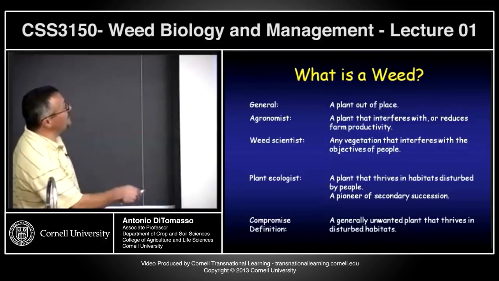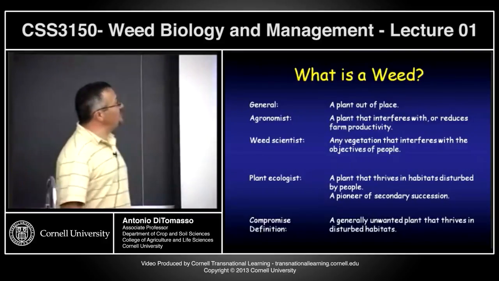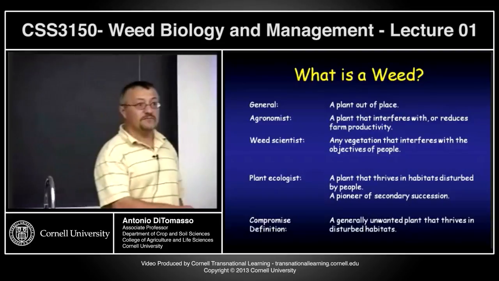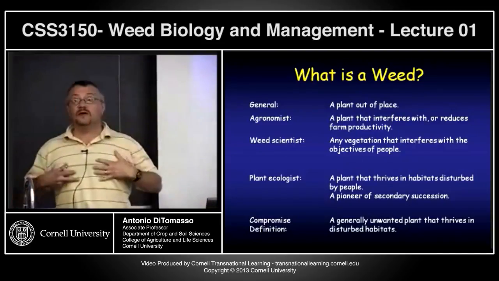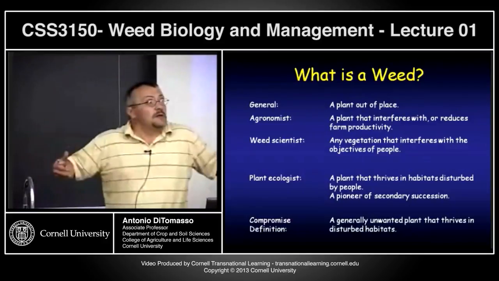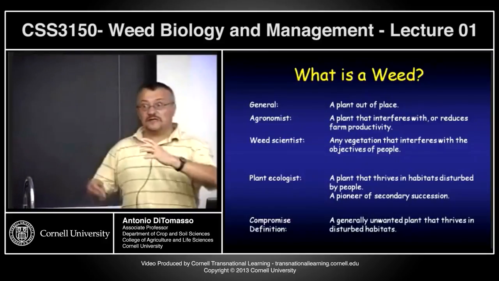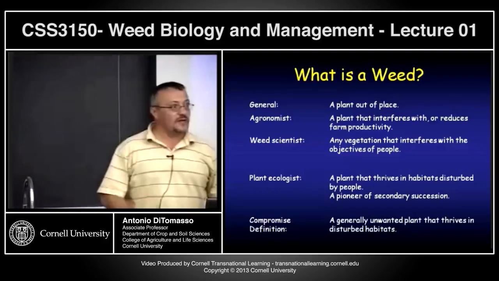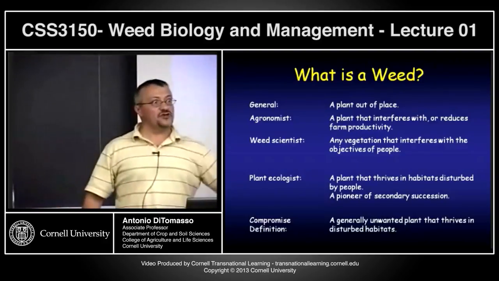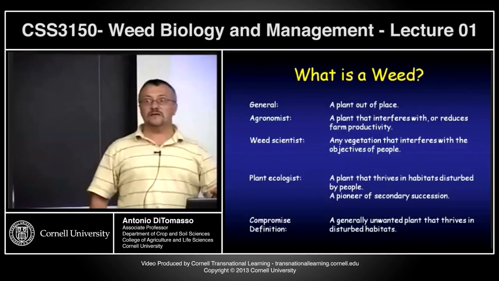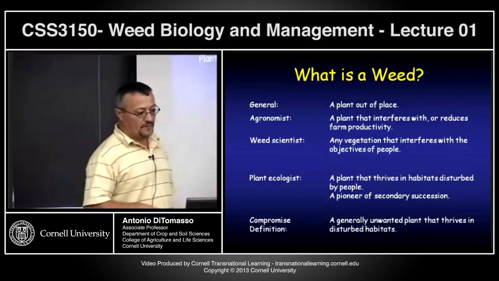But to a weed scientist, a weed is vegetation that interferes with the objectives of people, whatever the objective. The reason is that I could be a sports fisherman, and I've got Japanese knotweed that's blocking my entry to my favorite fish hole. That's a problem. Irrigation canals too. So it's not all yield. It has to do with many different things.